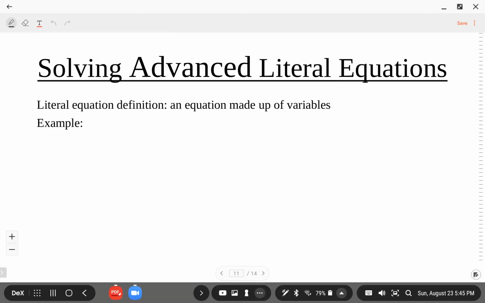And now let's study another topic. Okay, we're solving advanced literal equations. And a literal equation is literally an equation made up of variables. Okay, it's just an equation made up of variables. So remember where I taught you how to rearrange multivariable equations, right? Multivariable equations are literal equations, okay? So they're the same thing. But now we're solving more advanced ones, okay? So these are going to be really easy. You're not going to solve them too fast, okay?